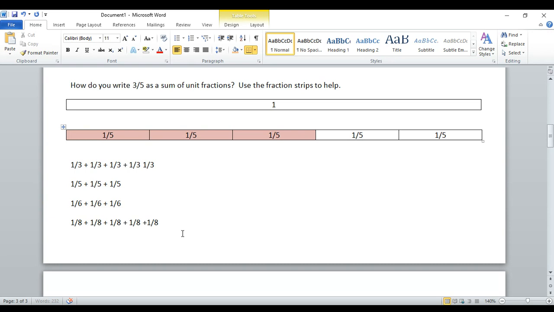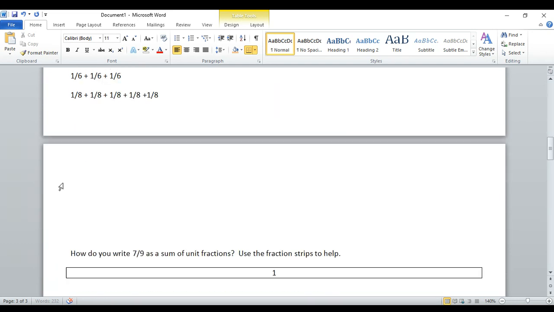Then let's look at this one. How do you write 3/5 as a sum of unit fractions? Use the fraction strips to help you. So they're showing you that this would be equal to 1, and this is actually the very same amount as that, but it's broken into 5 pieces, and we are going to get 3 of those 5 pieces, or 3/5 of that. So what little math problem down here matches this picture? Hopefully you will say right away, oh, it's 1/5 plus 1/5 plus 1/5. It's the second one right here.